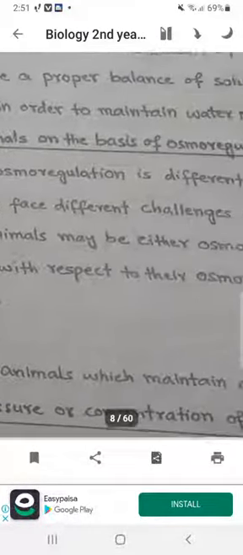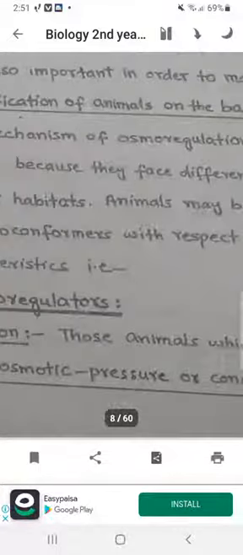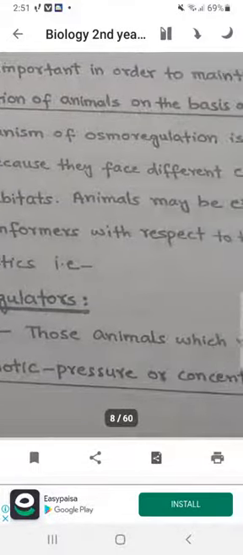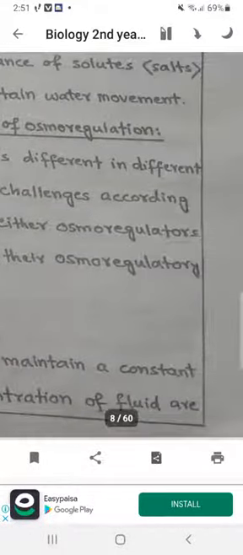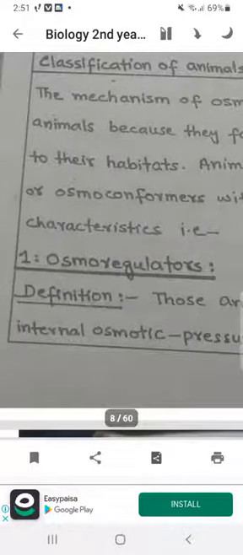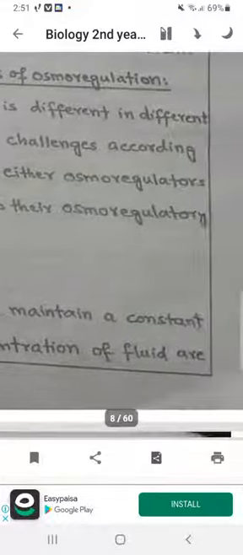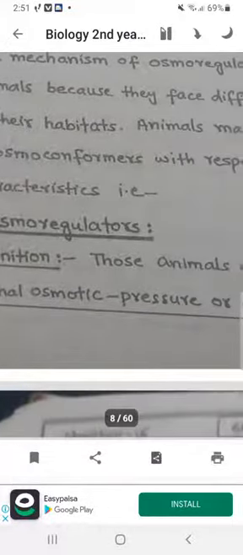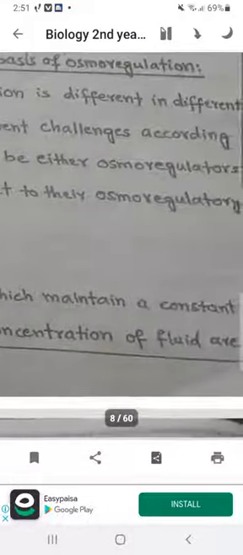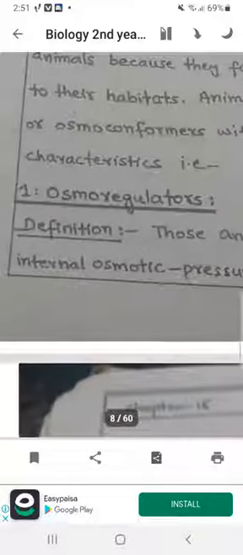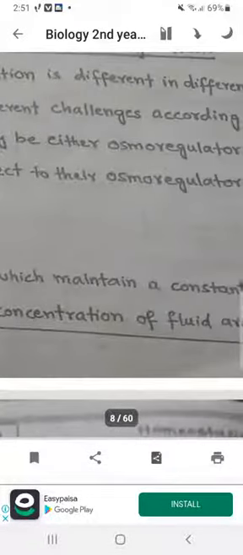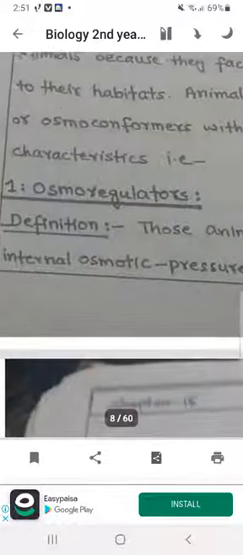Classification of animals on the basis of osmoregulation. The mechanism of osmoregulation is different in different animals because they face different challenges according to their habitats. Animals may be either osmoregulators or osmoconformers with respect to their osmoregulatory characteristics.